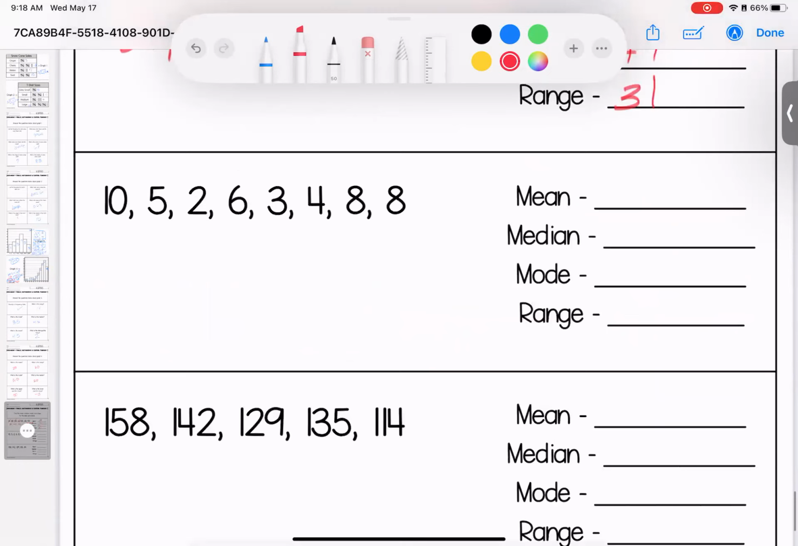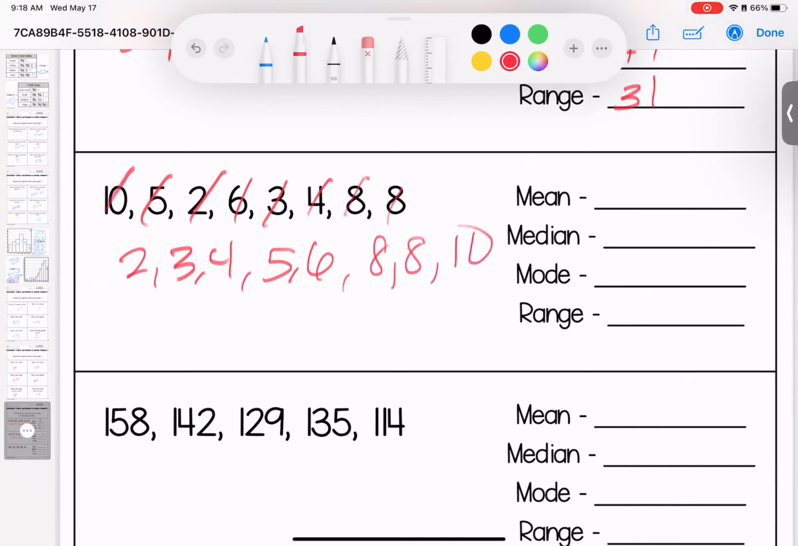All right, down here again, start with order 2, 3, 4, 5, 6, 8, 8, and 10. We have a total of 1, 2, 3, 4, 5, 6, 7, 8 numbers. Our range, 10 minus 2 is 8. Most often is 8. Median, we're going to count in 1, 1, 2, 2, 3, 3. So 5 and 6 is 5.5.